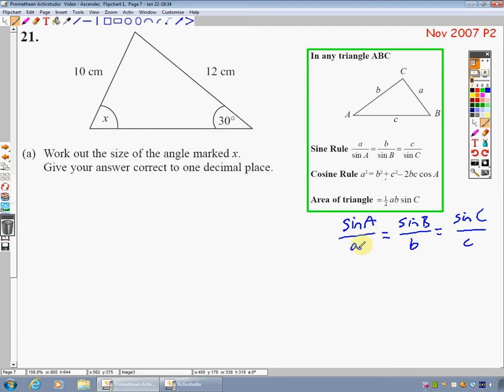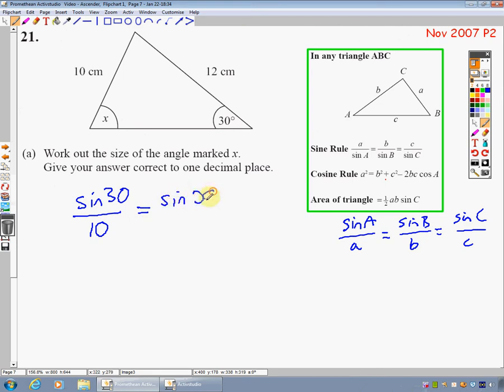So right here, I've got my side and my angle 30. If I do sine of 30 and divide that by the side that's opposite it, which is 10, that should be equal to sine of the angle I want, divided by the side that's opposite it, which is 12.